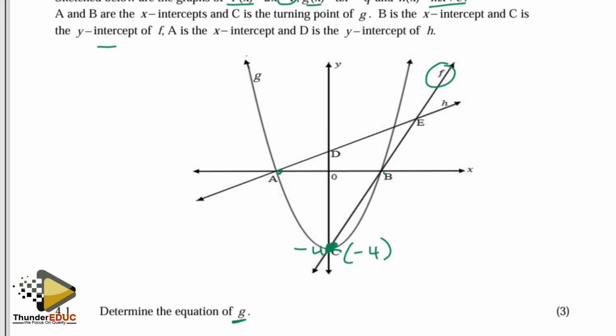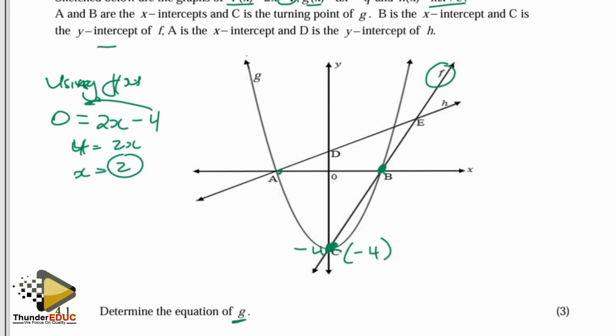What we need is the a. Okay, and how are we going to get the a? We can start by finding the values of B. So we know that along the x-axis, y is a 0. So using the equation of f of x, we're going to say if y is a 0, we have 2x minus 4. I can move the 4 that side, so 4 is equal to 2x. Then divide both sides by 2, which means x is a 2. So this becomes a 2. So the coordinates there will be 2 and 0.